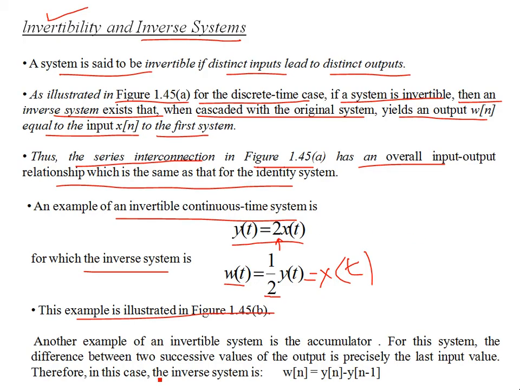Another example of an invertible system is an accumulator. It's a discrete time system. For this system, the difference between two successive values of the output is precisely the last input value. Therefore, in this case, the inverse system is w(n) equals y(n) minus y(n minus 1), and that gives you x(n). So this is indeed the inverse system. The accumulator is an invertible system.